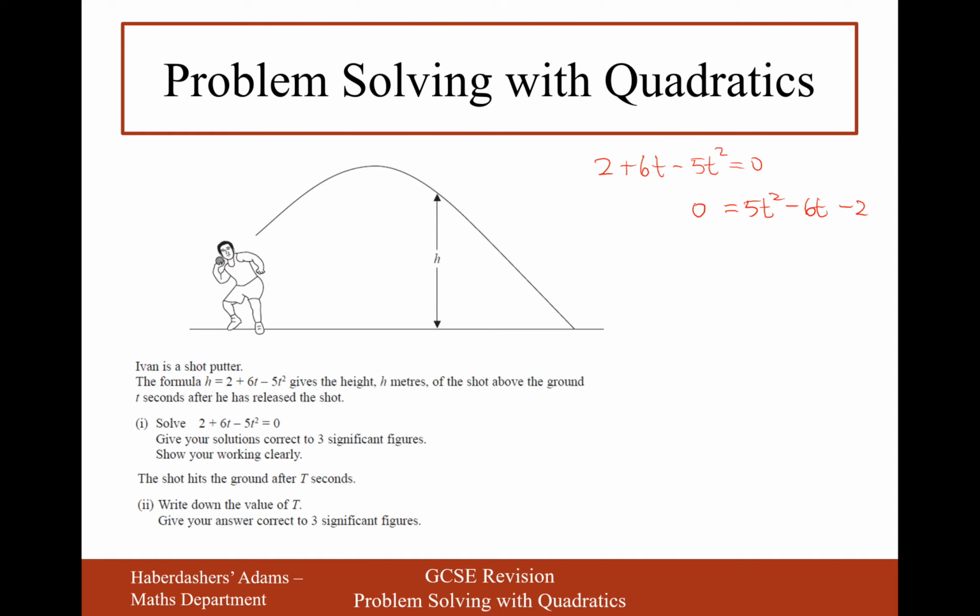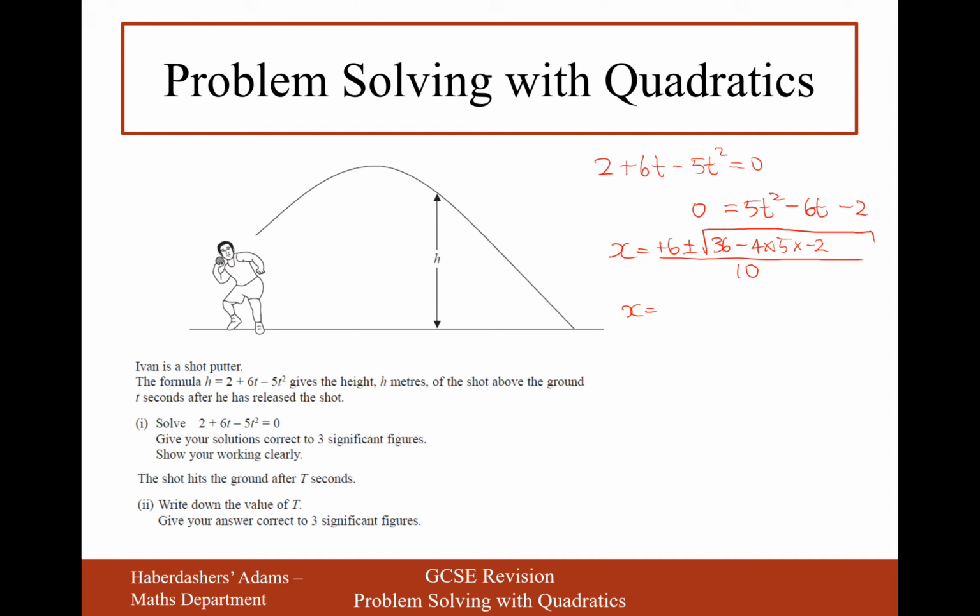Let's now use the quadratic formula. x equals minus b. So that's already a value of minus 6, that's now plus 6, plus or minus the square root of 36, that's 6 squared, minus 4 times a times c, all over 2a, so it's going to be over 10.